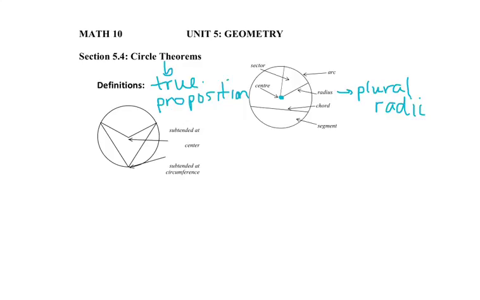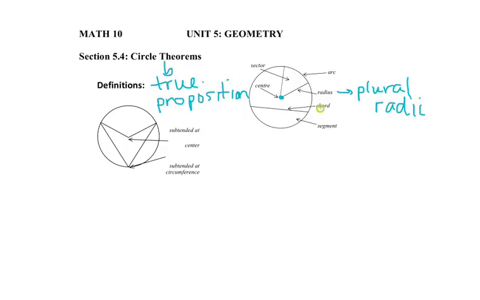A sector is a portion of a circle that goes through the center, and it has two endpoints on the circumference. So either this bit here is a sector, or I could think of this whole portion also as a sector. So all of that can be a sector.